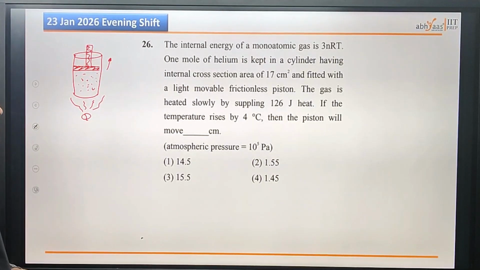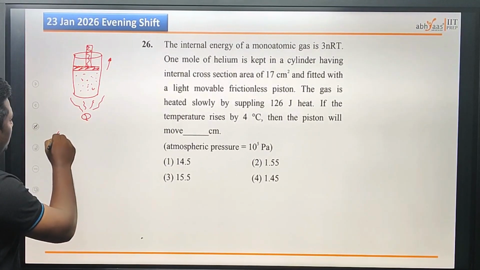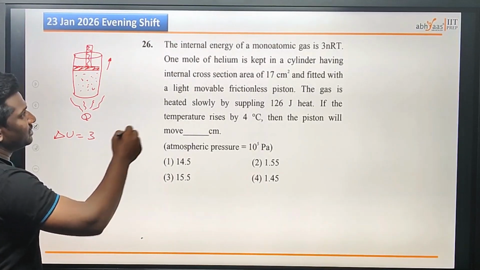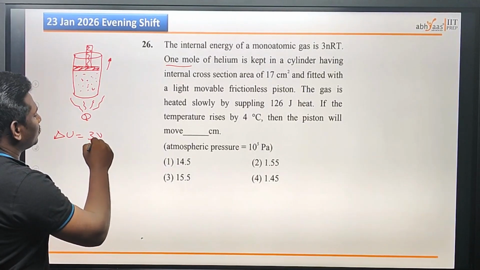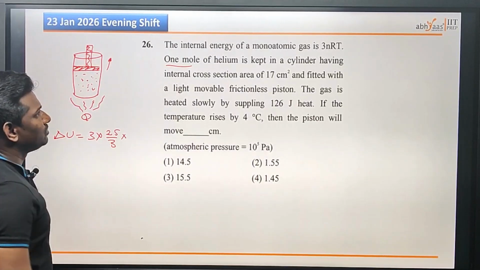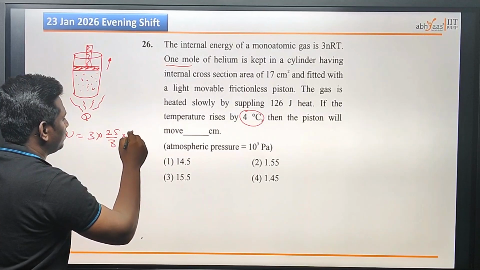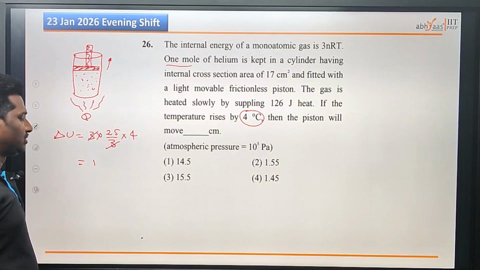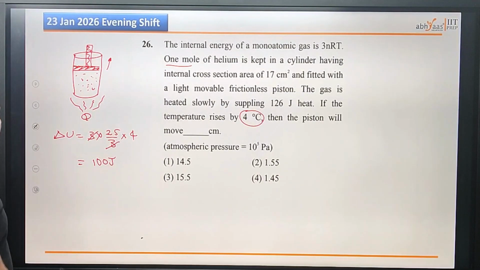So see here, we know that the internal energy can be written as delta U, they have given already, 3 nRT. N is nothing but 1, they have given 1 mole. So R, you can say 25 by 3, into T. What is the temperature? Temperature is 4 degrees, that is 4. So internal energy you are getting 100 joules.